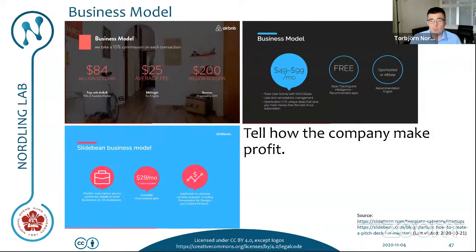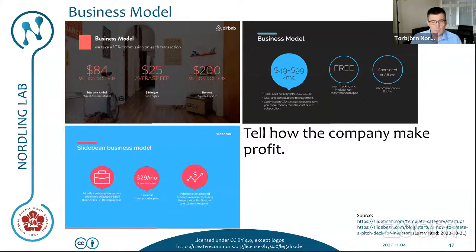And if we look at Monthly, they charge a monthly subscription service charge, which is between $49 and $99, depending on if you have a professional package or a standard subscription. And they also provide a free version that is intended to get users started with the service. And then they also have sponsored or affiliate content.